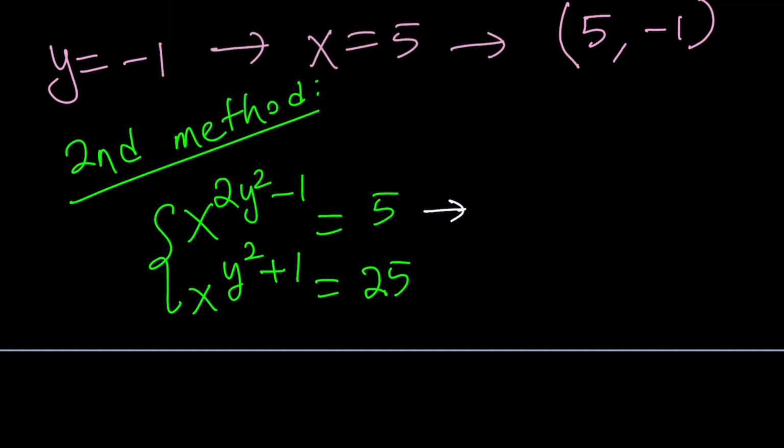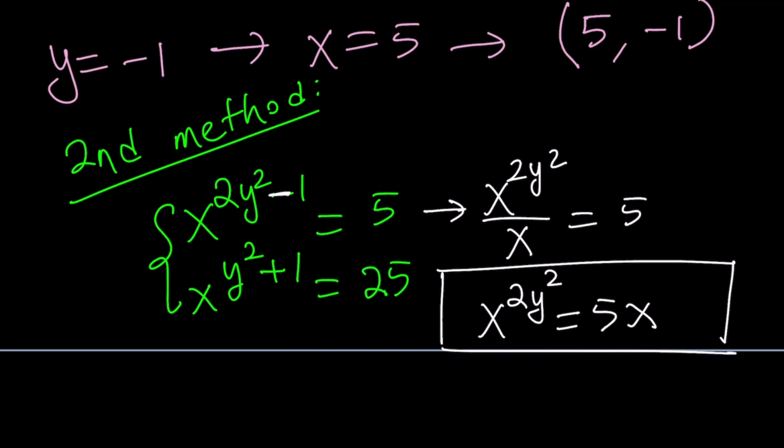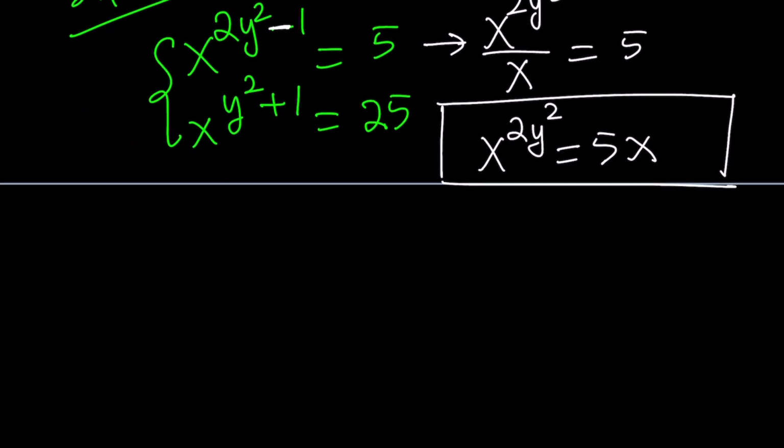From the first equation, I can first of all write it as follows: x to the power 2y squared divided by x, because when the exponents are subtracted, that indicates division, right? And then I can go ahead and multiply both sides by x, and that's going to give me x to the power 2y squared equals 5x. I mean, this doesn't look very helpful, but at least we were able to get the y squared on one side. And we can do something similar here.